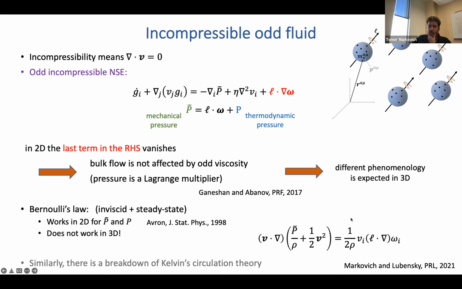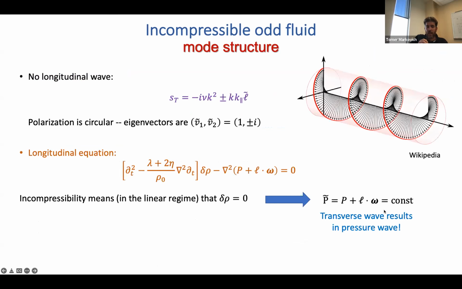Okay, so the phenomenology is different, and we expect to see other different phenomenology. For example, lift and Magnus force should also be different if you look at 3D odd materials, which is not the same as in 2D. So very different. And I also want to say another word about the mode structure now for these incompressible fluids.